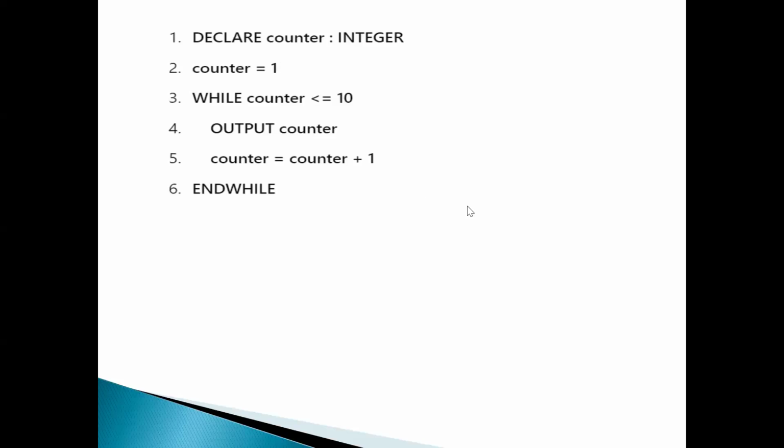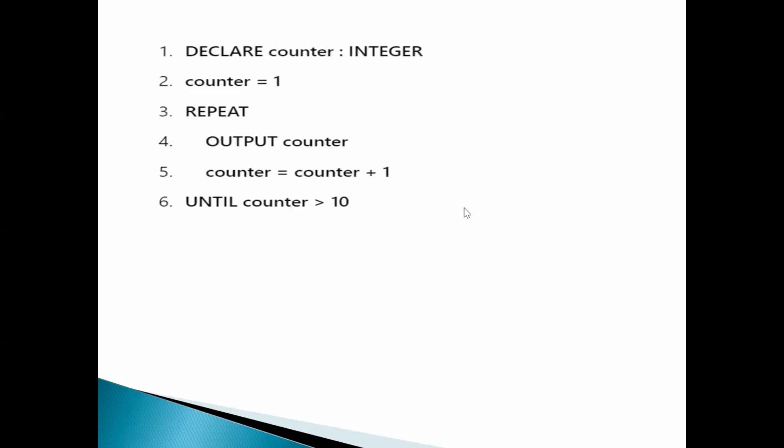The same program we can make using repeat until. Now see, this line is similar in the for loop, in the while loop, and now here in repeat until. In the while loop, the initial value of the loop is set. The same thing you will do in repeat until. Counter initial value: this is the initial value of the loop, counter equal to 1.